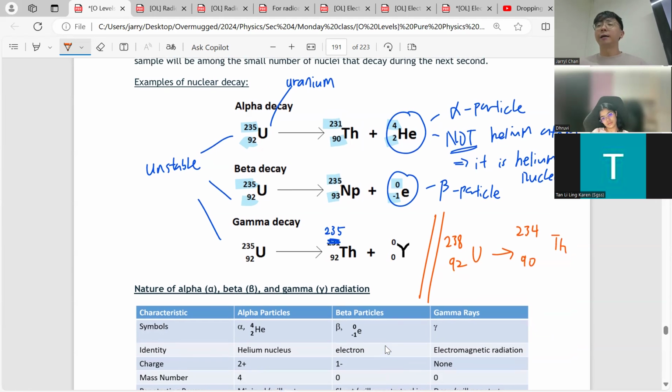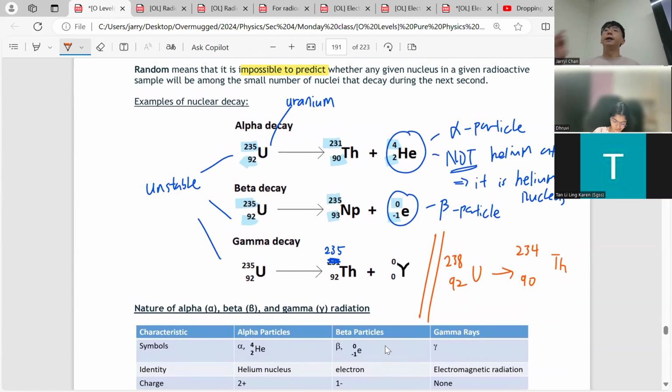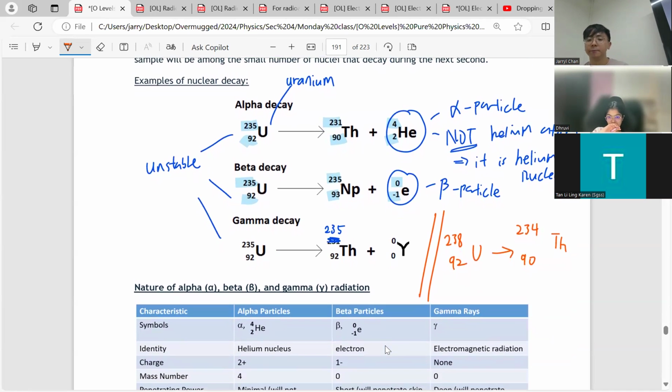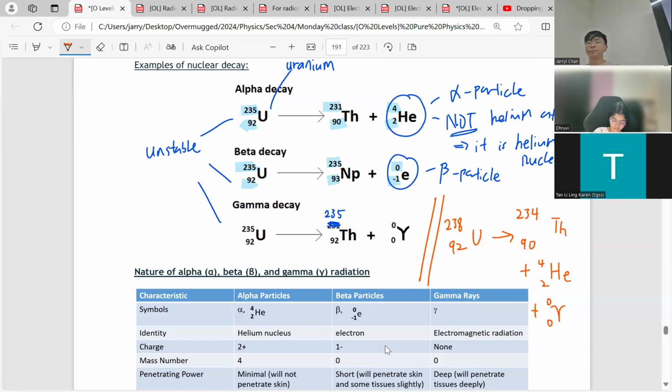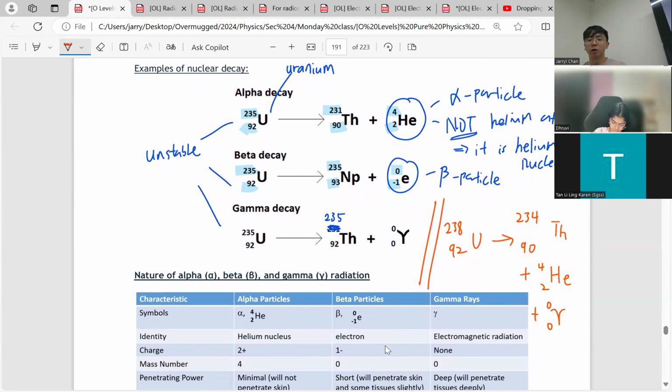For gamma, typically you will see an accompanying particle together. So you can break down to this thorium. Of course, I need to make sure everything is balanced, together with gamma 0 0. So this might be a common equation that you're going to see as well. Nothing changed. The top number doesn't change, bottom doesn't change. In conclusion, the gamma is actually nothing. It doesn't have any mass, it doesn't have any protons.